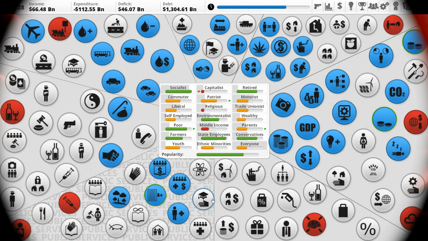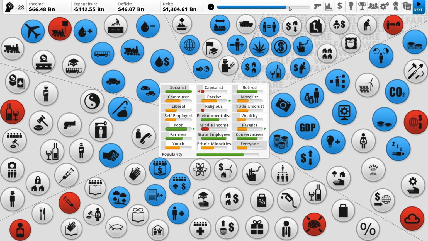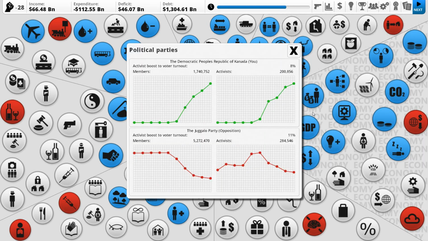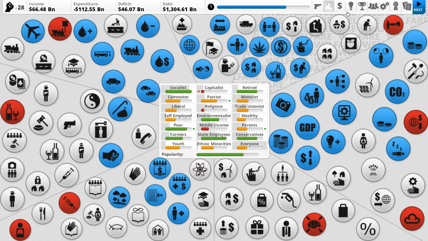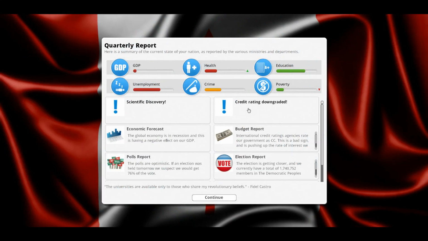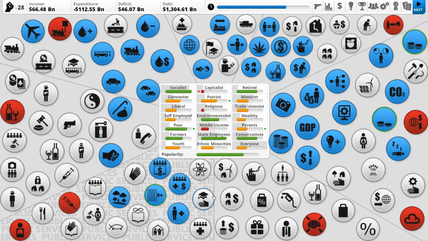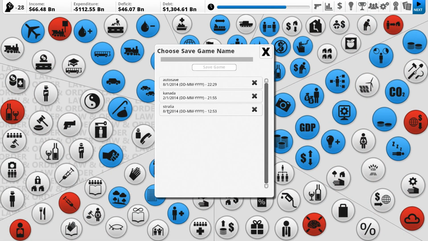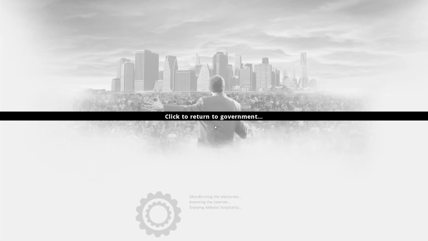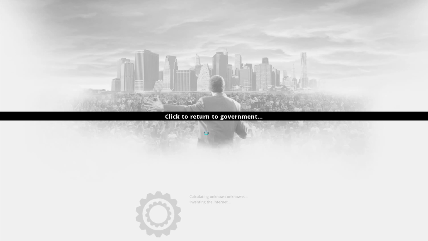Opposition party. Well, our hour is up. Only 5 turns away from an election, too. I might just show you the election. You're getting a lot more supporters here. I'm going to save this so I can continue it later. Save game. And just quickly, I'm going to skip a few turns so I can show you what the election actually looks like.